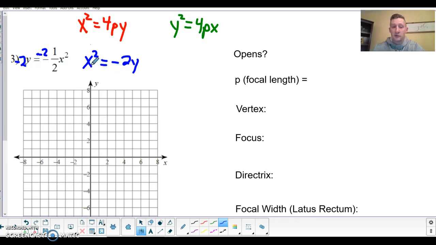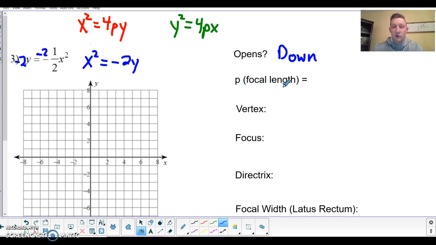X squared, up or down, negative, ooh, that means it's going to go down. If this had been positive, we'd be going up. So that's the first thing I'm going to write over here. Which way does this open? This opens down.